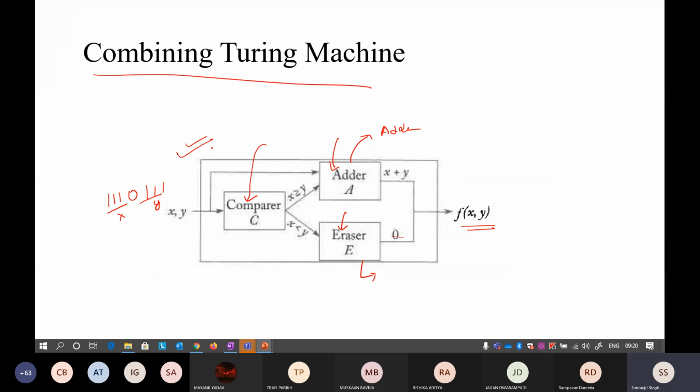I have taken this diagram from the book by Peter Linz. You can refer to the book. This just shows that you can combine different Turing machines, because a Turing machine can act as many different things. It can act as a comparator, an adder, an eraser, a copier. The Turing machine can act as many different things at the same time. That is why the combination of Turing machines is very simple, and the combination will result in very efficient circuits.